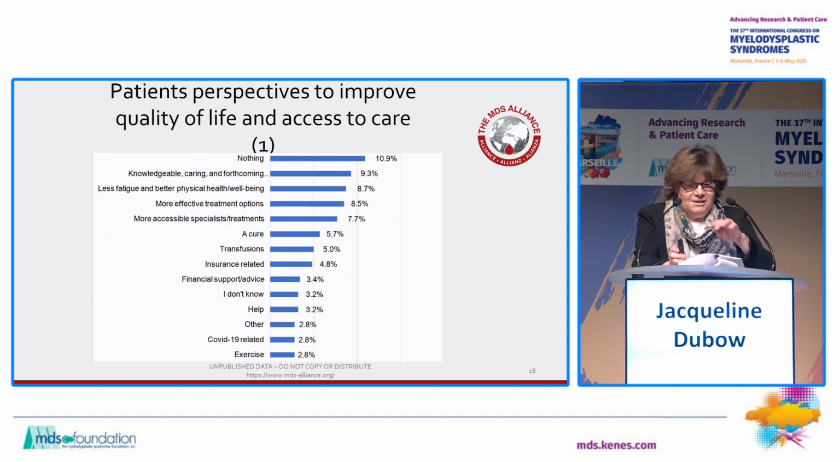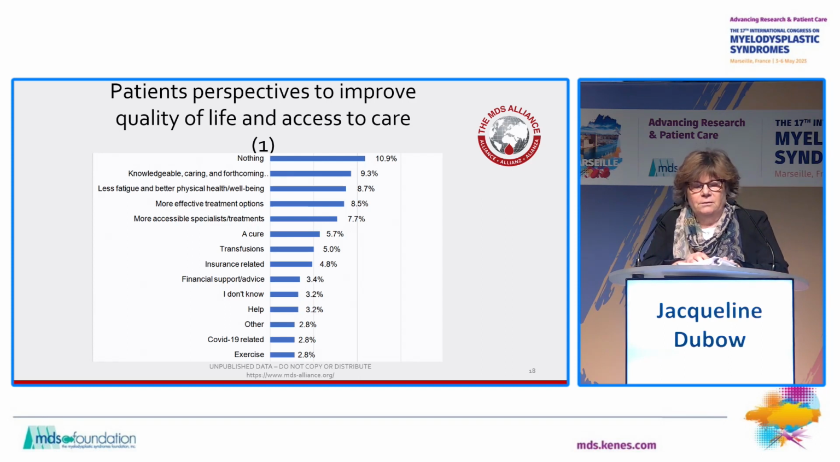Here, that's a message for the physicians. 9% of the respondents would like to have more knowledgeable, more caring and forthcoming support from their physicians. 8% would like to have less fatigue and better physical well-being. 8.5% want more effective treatment options. And here again, very quickly, MDS patients, despite being older people, realize that there are not so many options in terms of treatment. Same thing, more accessible specialist treatments for 7%.